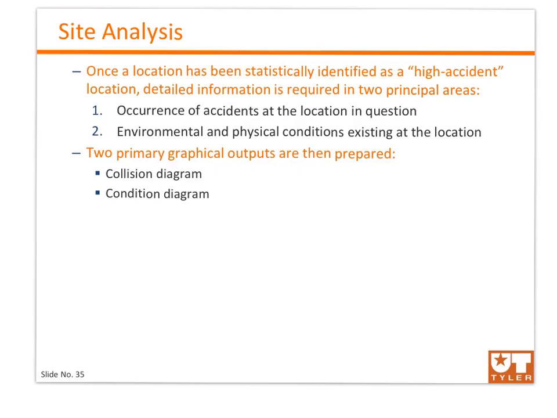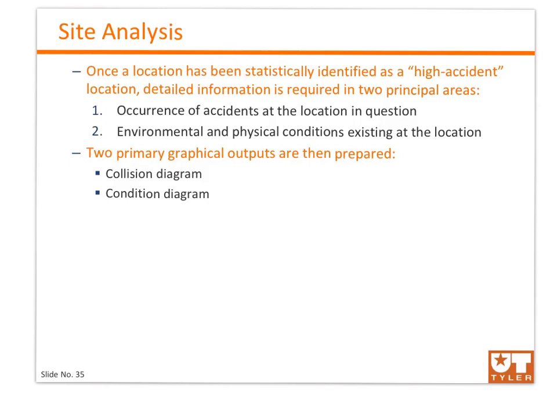Now let's talk about the site analysis. Assume that you find a location that has been statistically identified as a high accident location. Now the next step is to come up with detailed information that is required in two principal areas. First, we need to know the occurrence of the accidents at the location in question. Second, we need to know the environmental as well as the physical conditions existing at that location and conclude whether those conditions are related to the accidents or not. In order to do so, we typically need two primary graphical outputs to be prepared. The very first one is the collision diagram.